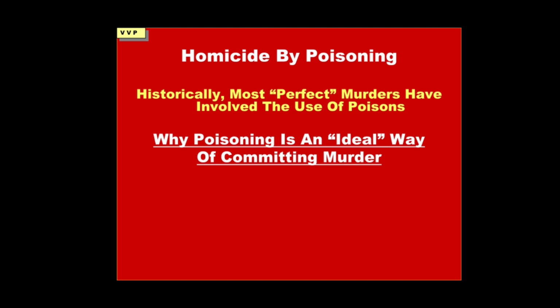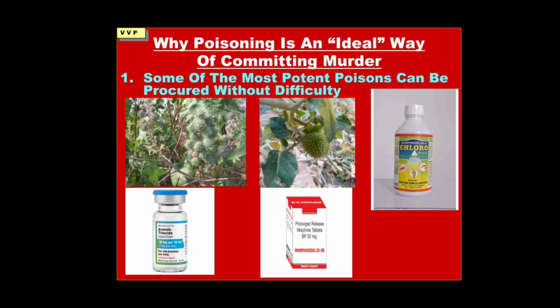But it is true that many a time near perfect murders have involved the use of poisons, and we have to assume that there are several murders which were committed with the help of poisons, and the incident was never realized or known, and the perpetrator got away scot-free. In other words, perfect murders. We do not know as to how many such perfect murders have been committed, and the person who did it escaped justice. Now, we will see as to why poisoning is an ideal way of committing murder. There are several reasons. The first reason is some of the most potent poisons can be procured without difficulty. I don't think anybody will have any problem with understanding this.